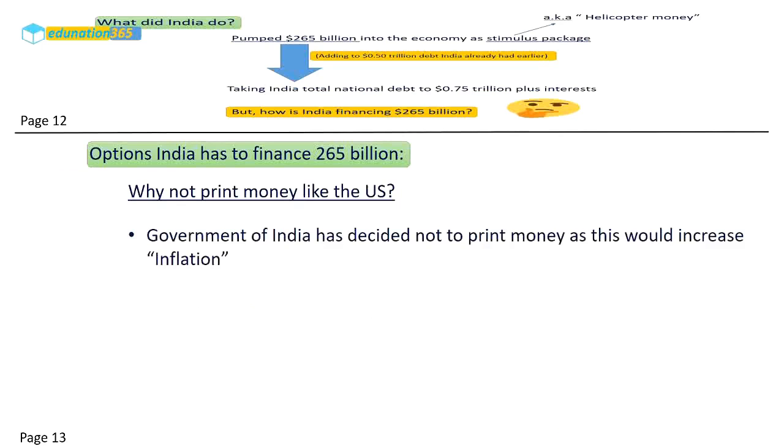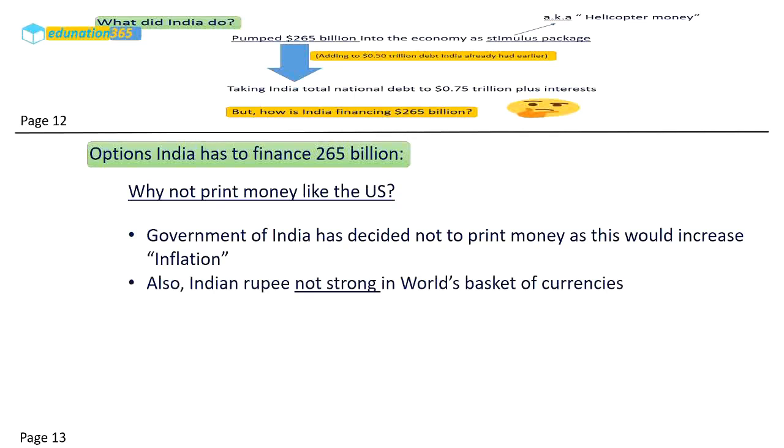By printing money, government can increase production, increase export and import, raise the economy. But due to lockdown, there is no external or internal demand. The Indian government decided not to print money for two reasons. As this would increase inflation, and as the Indian rupee is not a stronger currency in the world's basket of currencies, there will be no demand for rupee in the market. Hence, printing money would add more problems to the existing ones.